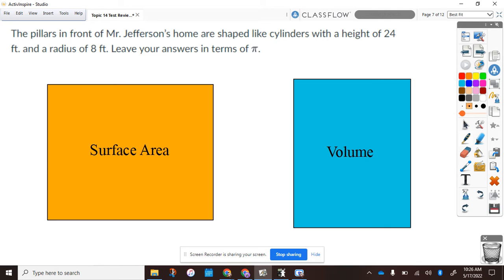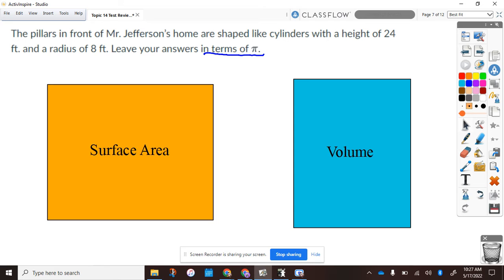The pillars in front of Mr. Jefferson's home are shaped like cylinders. It's got a height of 24 and a radius of 8. Leaving our answers in terms of pi, remember that we're only going to punch into the calculator the actual numbers, not pi. So we look at our formulas for cylinders.